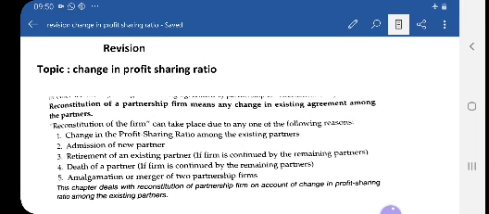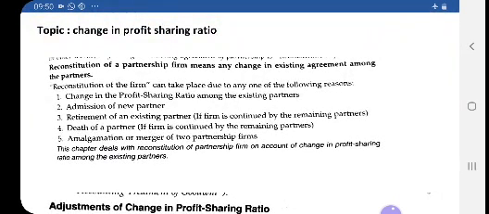So reconstitution takes place if there is a change in the profit sharing ratio, a new partner is admitted into a firm, an existing partner retires, a partner dies, or if two firms merge, that is amalgamation or merger of two partnership firms. So the question can be asked: what are the situations when reconstitution of partnership firm takes place? These all are the five reasons that lead to reconstitution of partnership firm.